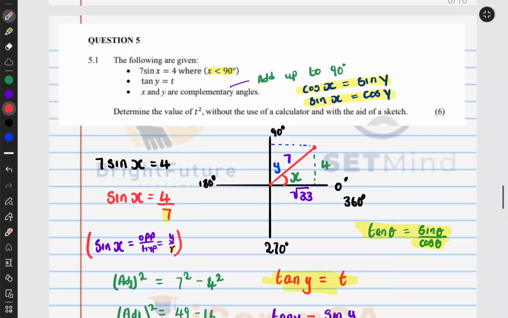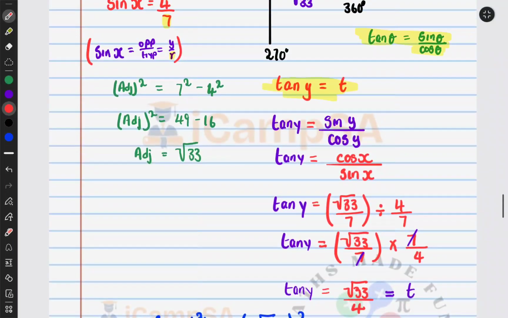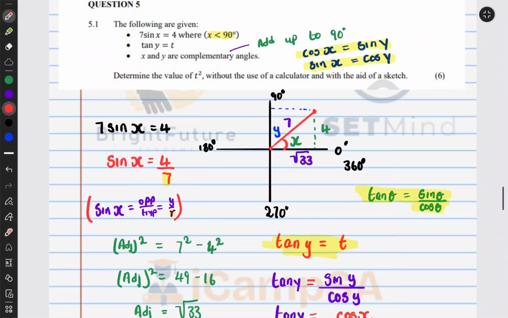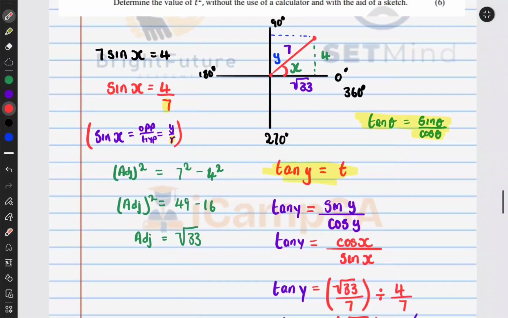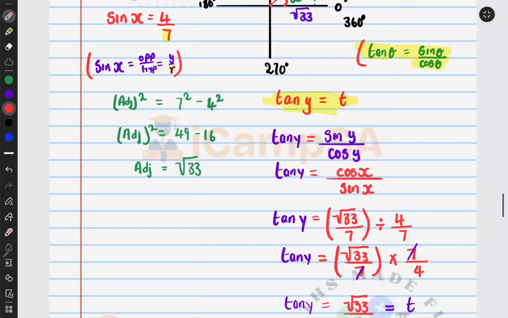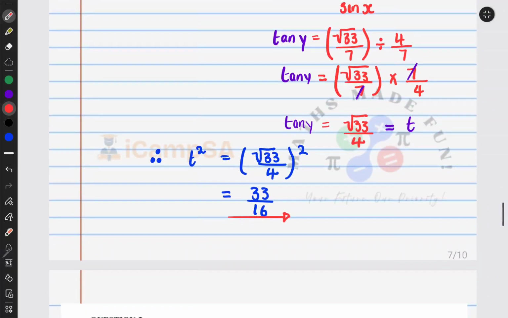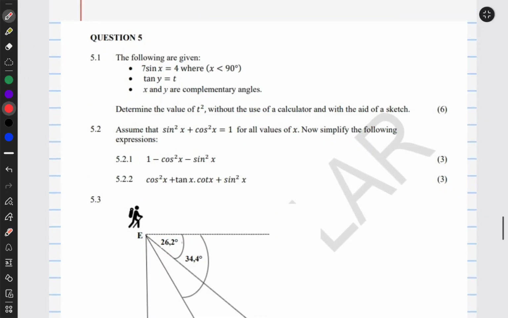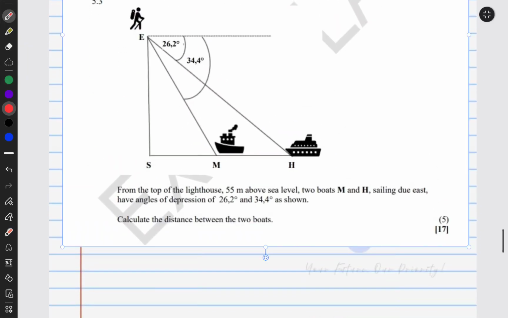That was our question 5. That is how you will go about doing that. It helps you use your understanding of complementary angles, the trigonometric identity of tan theta being equal to sine theta over cos theta, and the Pythagoras theorem. 6 marks. Okay. So we are still in question 5.